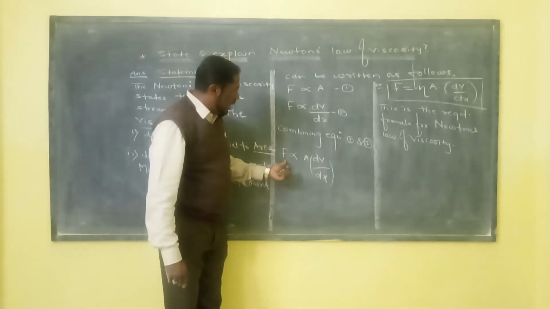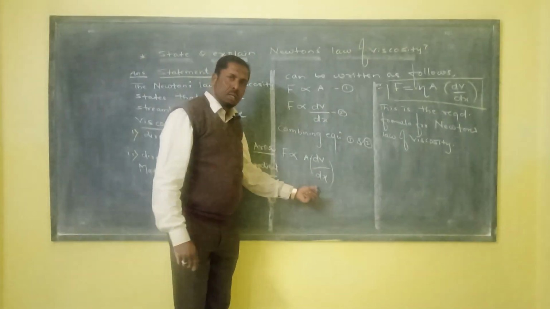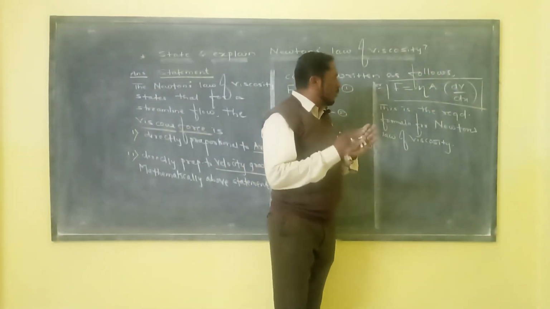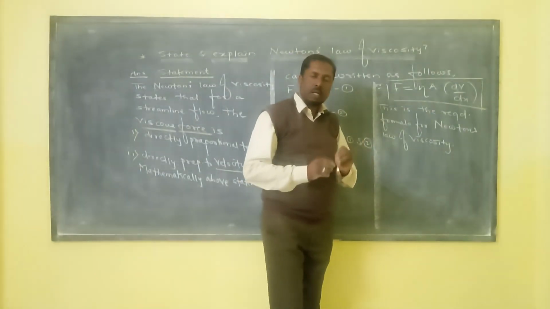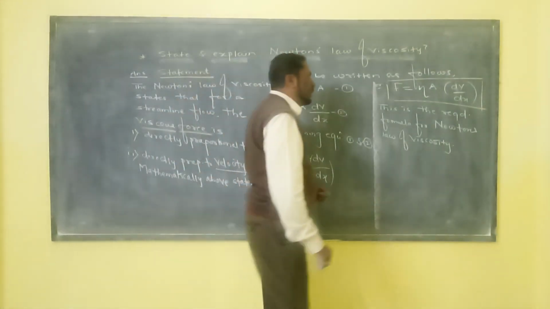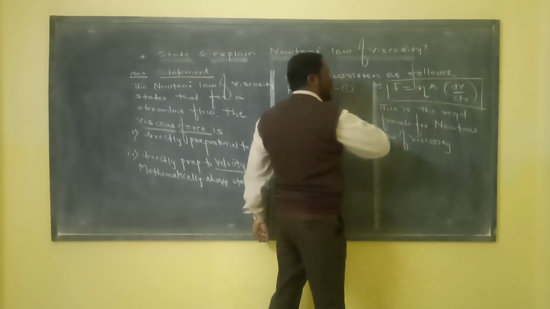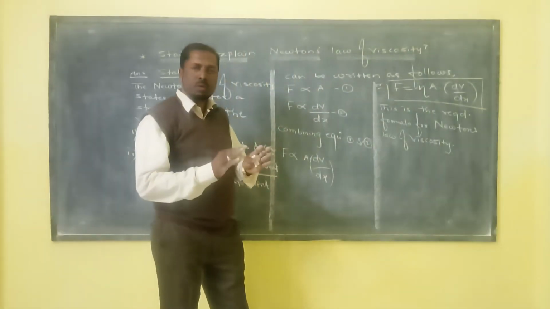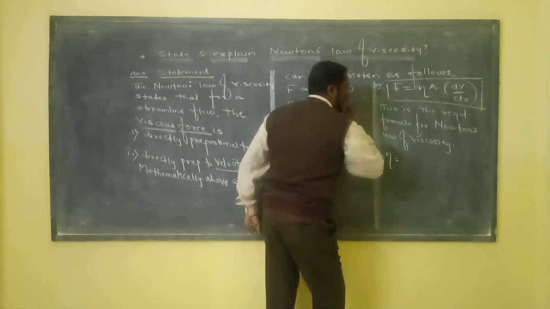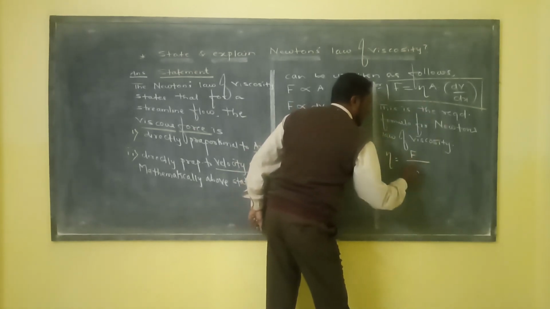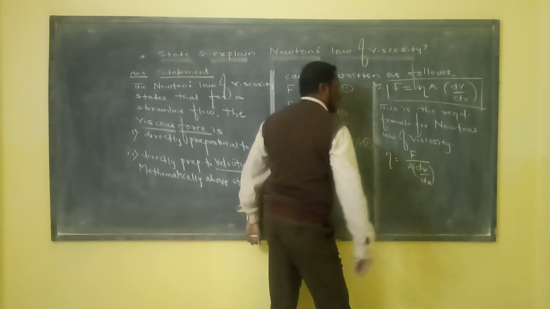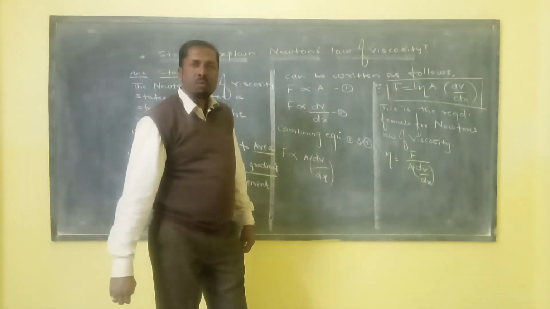Combining 1 and 2, we can write F proportional to A into dV by dx, or F is equal to eta into A into dV by dx. What is eta? Eta is a constant factor called the coefficient of viscosity. Mathematically, eta is equal to F upon A into dV by dx.